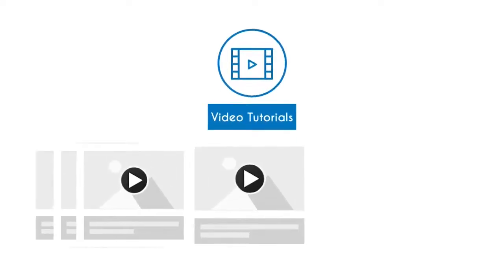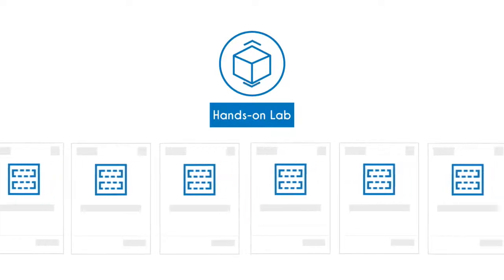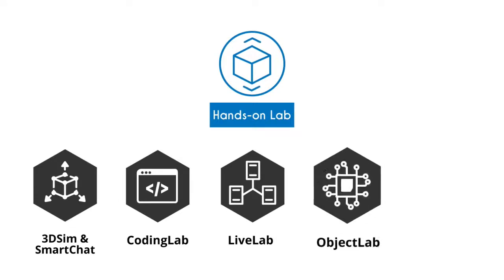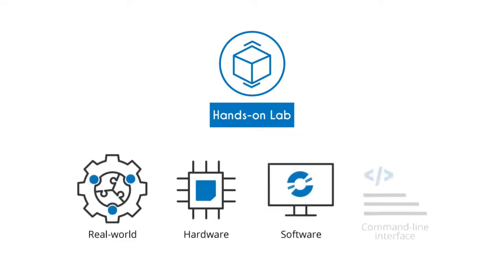UCertify comes complete with hands-on labs to give students a real exam experience in an online environment. The lab consists of 3D Sim and Smart Chat, Coding Lab, Live Lab, Object Lab, and Software Sim that simulate real-world hardware, software, and command line interface environments that allow students to perform activities in real or simulated environments.